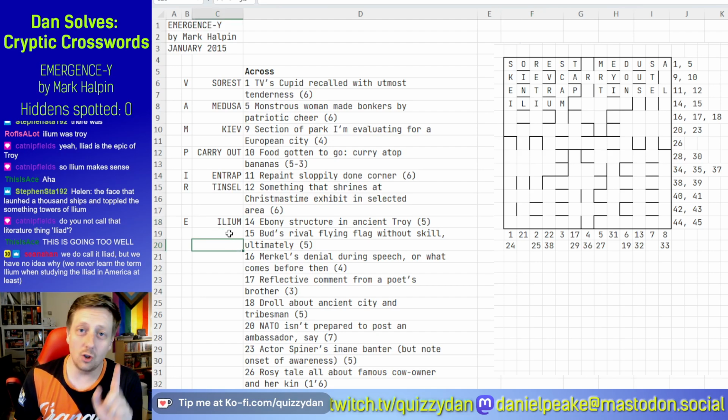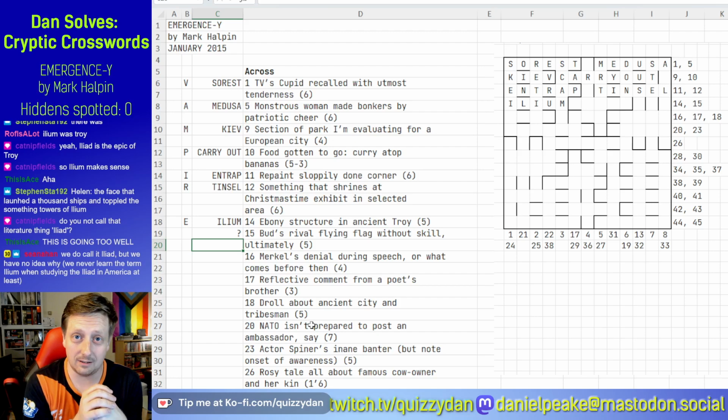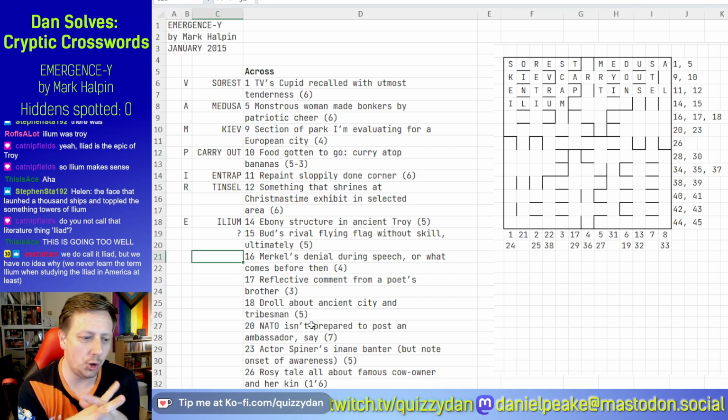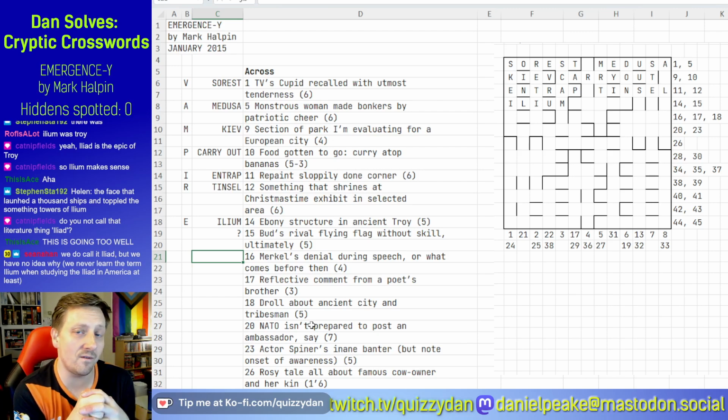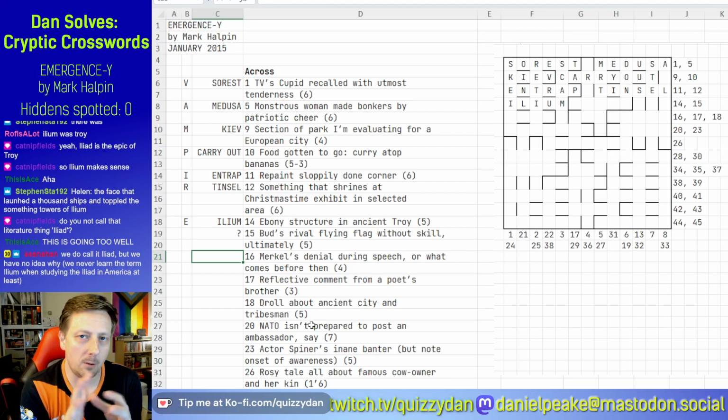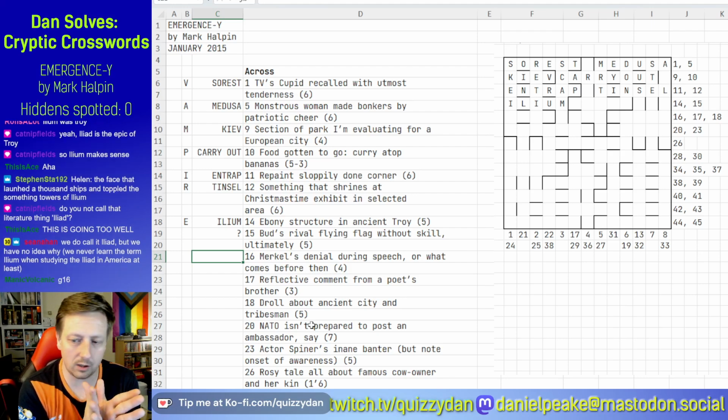I'm going to not ask for help on this one, and I'm going to come back to it, because it is, as you say, going too well. Merkel's denial during speech. Or what comes before then. Okay, I'm happy with this. Happy with that. Type G16 if you think you've got it in the chat.